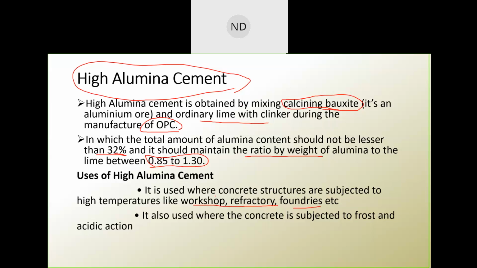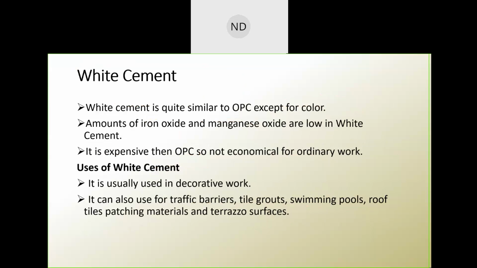It is also used where the concrete is subjected to frost and acid actions. Okay, now next is your white cement. What is white cement? White cement is quite similar to OPC except for color. OPC is gray in color, but this is white. The amounts of iron oxide and magnesium oxide are low in white cement.